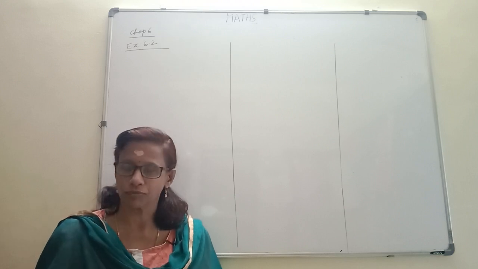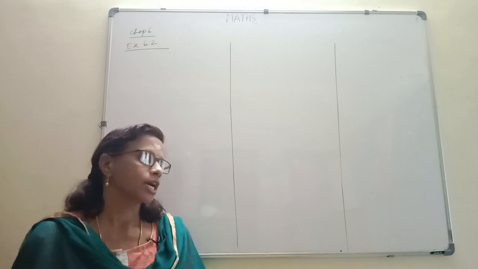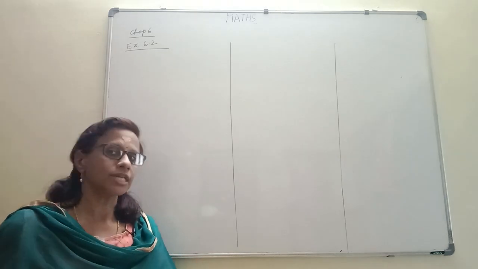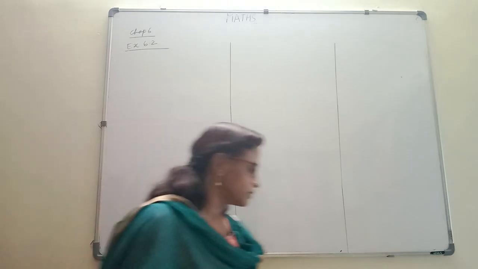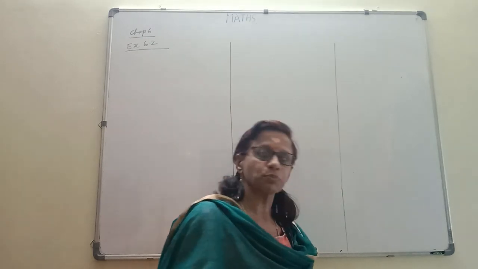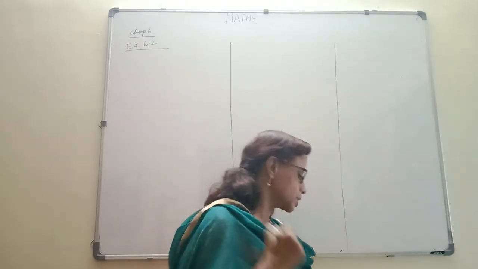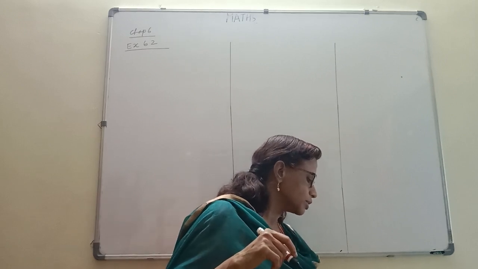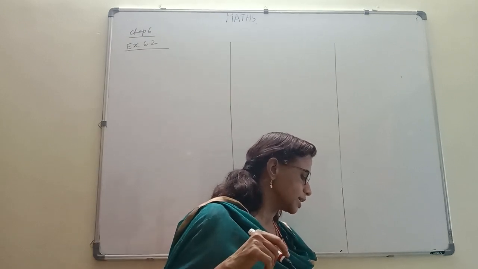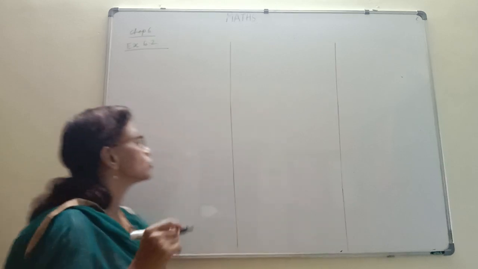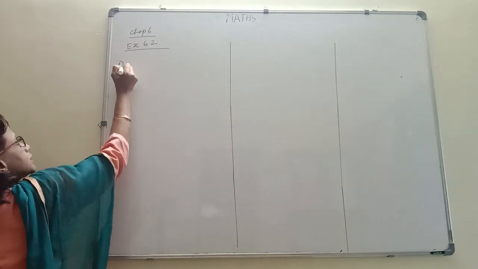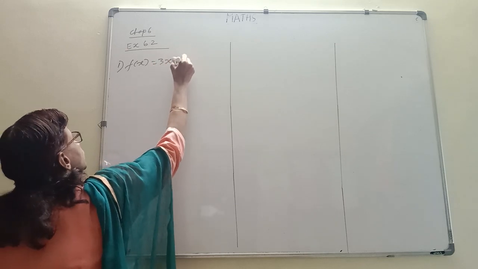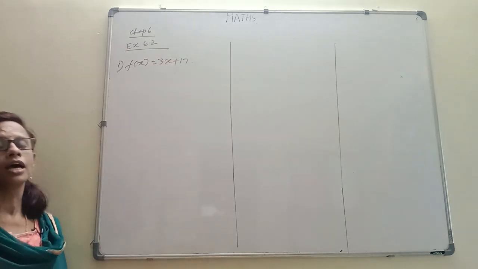Actually, there are two methods of doing increasing and decreasing functions. The first method, I'll let you know how it is, and then we'll go to the second method. So right away we will start with exercise 6.2, question number 1. Question number 1 says: show that the function f of x equal to 3x plus 17 is strictly increasing on R. So they are telling us that the function is 3x plus 17. You have to tell that it is increasing on R.